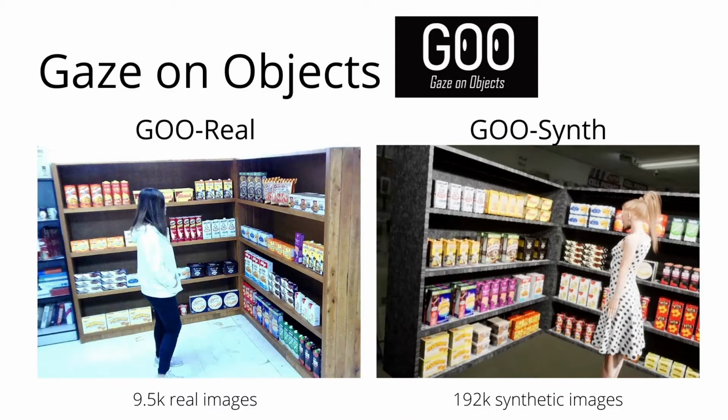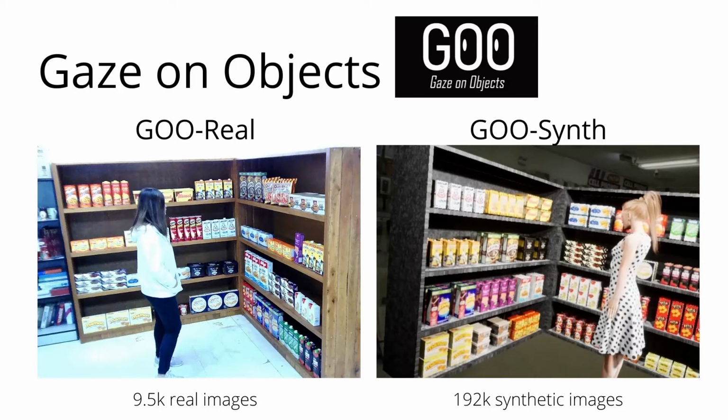The GOO dataset is split into two domains: GOO Real, which is composed of 9.5K real images, and GOO Synth, which consists of 192K synthetic images. GOO Real is a real-world mockup of a retail environment, while GOO Synth is a realistically rendered replica of GOO Real created in Unreal Engine. The environment for both consists of two shelves containing grocery items, each one of 24 different classes.